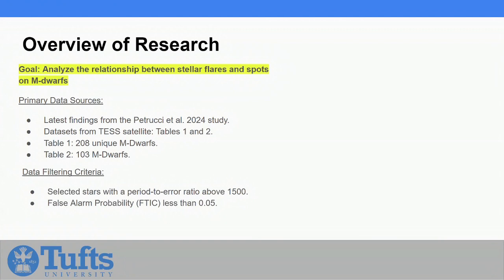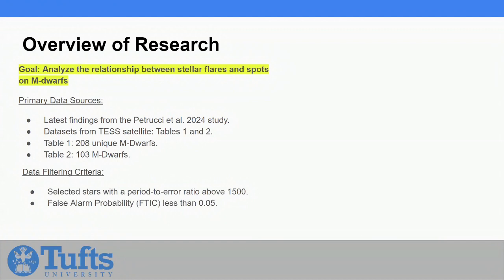Similarly, the FDIC gauges the likelihood that a detected signal is false, essentially that it is caused by noise rather than any genuine astronomical or physical phenomenon. Setting a threshold of less than 5% is common in statistical hypothesis testing and means that there is a 95% confidence interval that the detected signal is real.